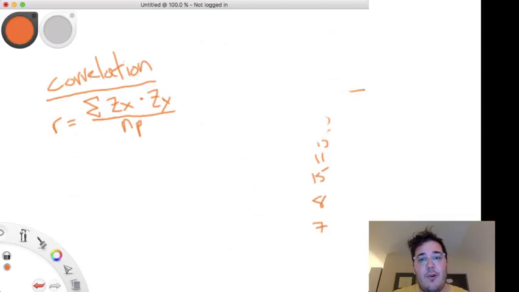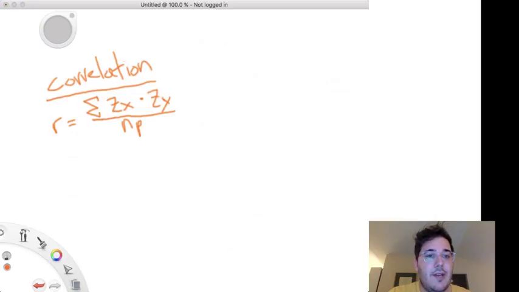Correlation is important because it's used both by itself when you want to find a Pearson's r, it's used in paired samples t-tests, and it's used in regression. So it's important that you feel very comfortable calculating correlations because it's used in multiple other tests.